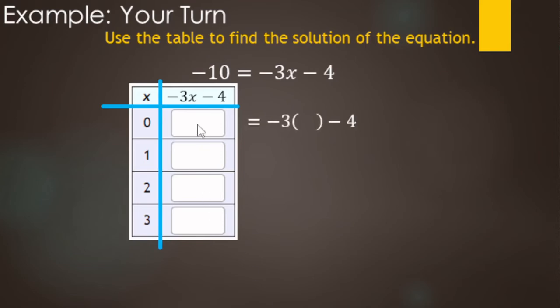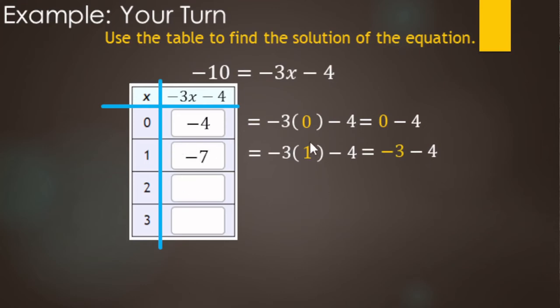All right, so for the first blank right here, we're going to put 0 in for the x there. So now we have order of operations, -3 times 0 makes 0, minus 4 makes a -4. Next up, we're going to replace the x with a 1. For this one here goes in for x right there. So -3 times 1 makes -3, minus 4 makes -7.